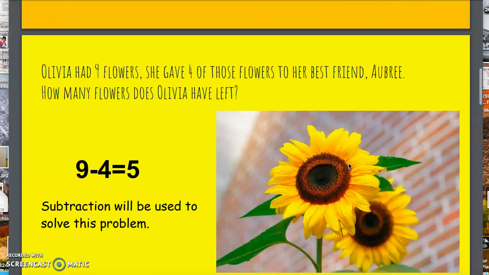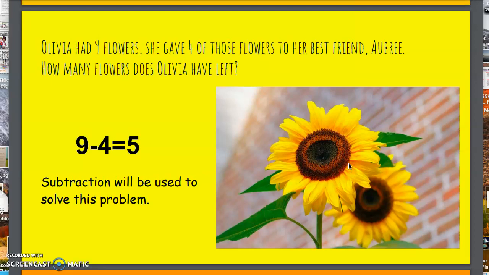Moving on to the next problem. Olivia had 9 flowers. She gave 4 of those flowers to her best friend, Aubrey. How many flowers does Olivia have left? Here, subtraction will be used to solve this problem. So you will take your 9 flowers and take away 4, and you'll get 5.